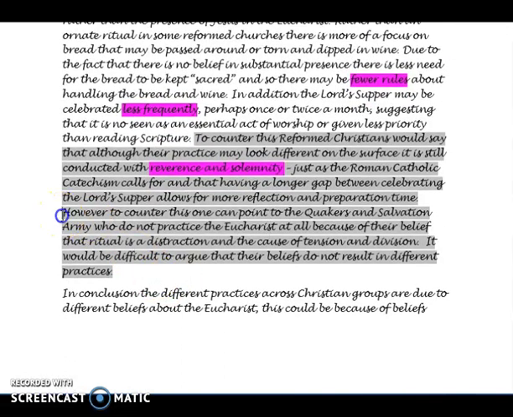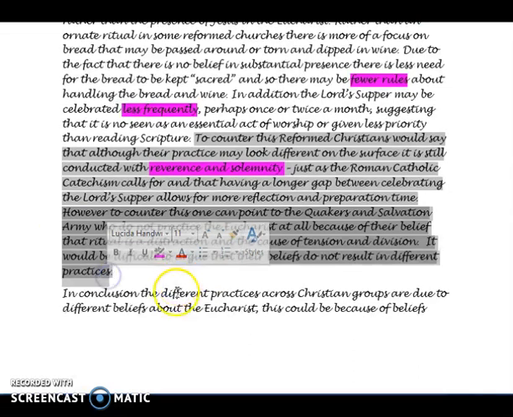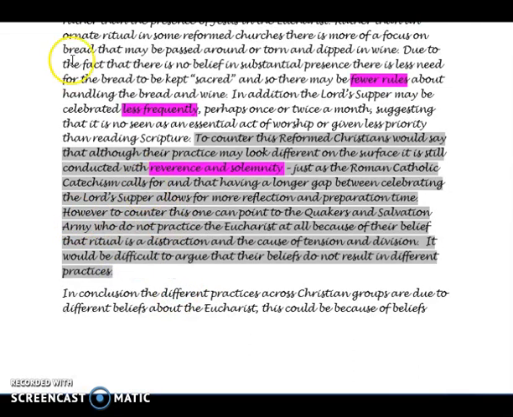And then I'm going to counter again so that I end on a view that matches my thesis statement. And this time I'm going to refer to Quakers and the Salvation Army. And they are two denominations that think that rituals like the Eucharist are just unhelpful. They say that they're a distraction and a cause of tension. And because of that belief, they don't celebrate the Eucharist. And you can't get a bigger difference than that.